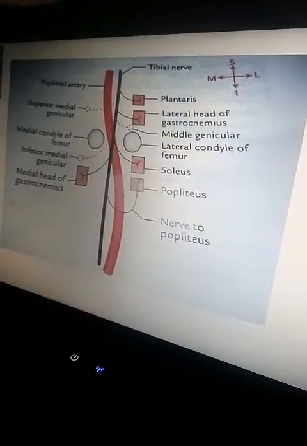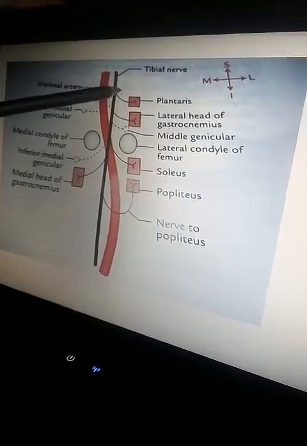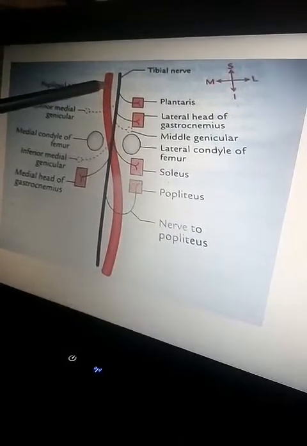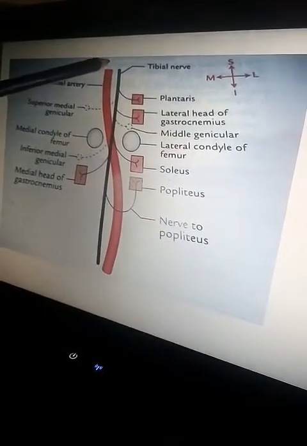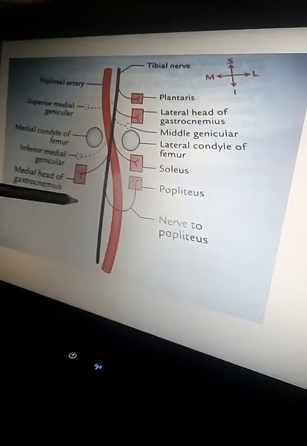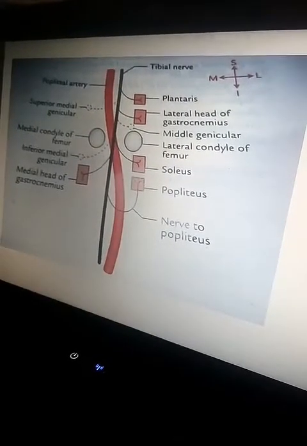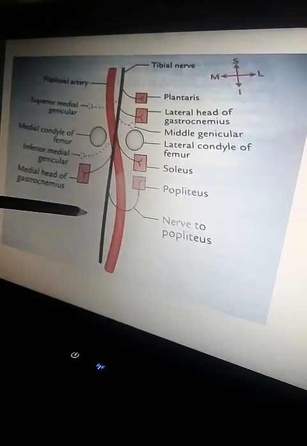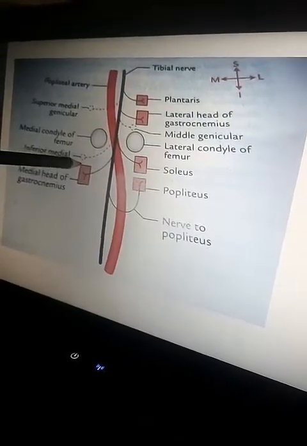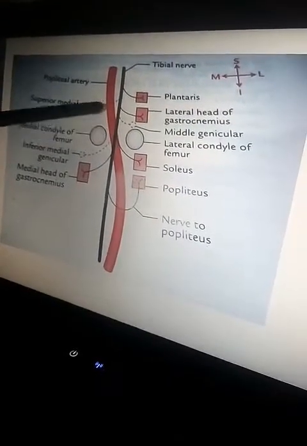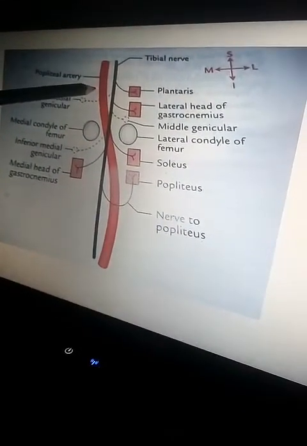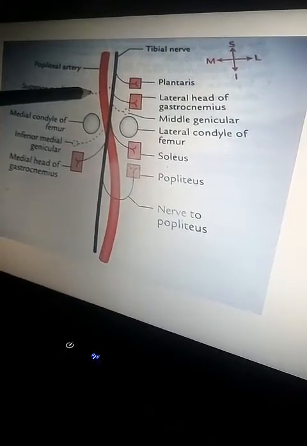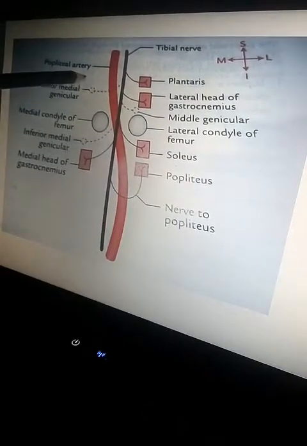Now this tibial nerve. Tibial nerve is the largest terminal branch of the sciatic nerve. It extends vertically downwards from the superior angle to the inferior angle of the popliteal fossa. It crosses the popliteal artery superficially from the lateral to the medial side, with the popliteal vein intervening between the artery and the nerve. Now, branches of the tibial nerve. Muscular branches supply both heads of the gastrocnemius, soleus, plantaris and popliteus.